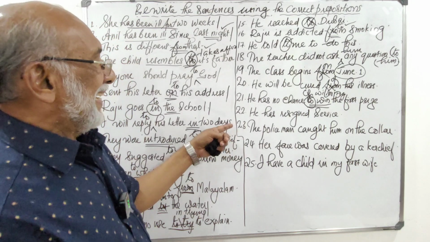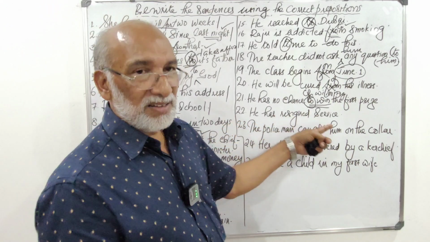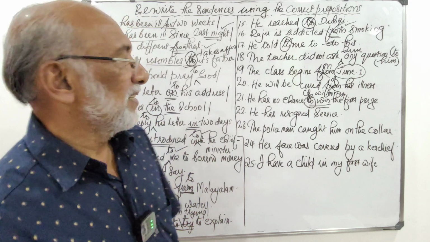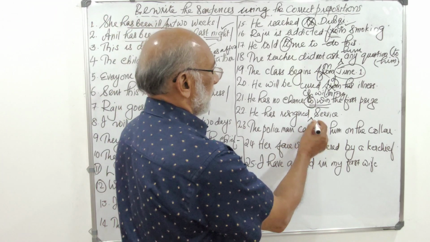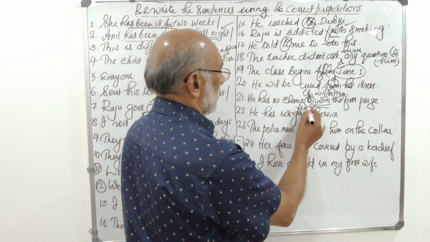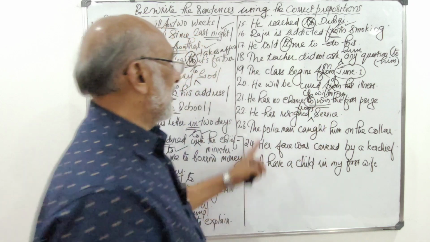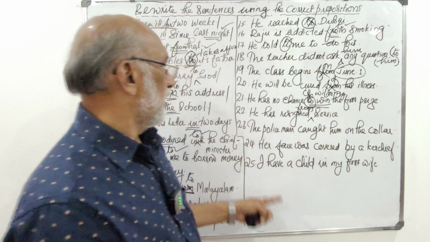Then 22nd. He has resigned service. Something is missing, isn't it? He has resigned from service. A preposition is missing. It should be he has resigned from service.